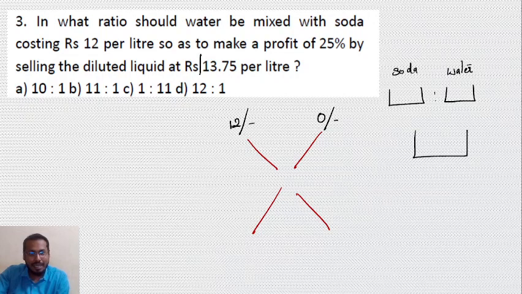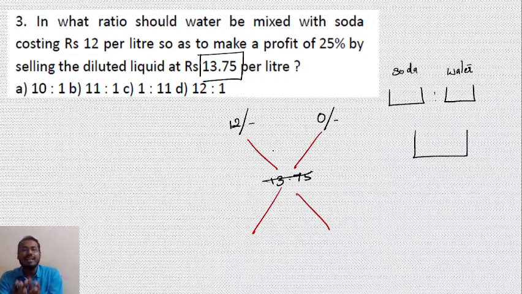Next one is 13.75 per liter after mixing. But here, don't take 13.75. There is one more thing we need to do. This is wrong. Why it is wrong is because there is a fact in alligation and mixtures: if you take cost price, the whole diagram should be cost price. If this is cost price, then this should also be cost price, and this is also cost price. If it is selling price, all three values should be in selling price. If you're talking about water, everything should be about water, or milk, everything should be about milk. That's the fact in alligation and mixtures.